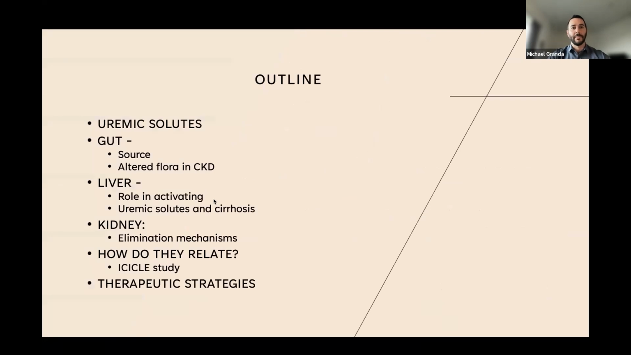So an outline of what I'm going to talk about. First, I'll explain the background of uremic solutes and then talk about the individual components of the gut-liver-kidney axis and how they each play a role in the generation, transformation, and ultimately clearance of those solutes. I'll talk about how they relate, including some preliminary data from a study that we conducted, and then just a quick overview of some of the therapeutic strategies that I'll have covered.